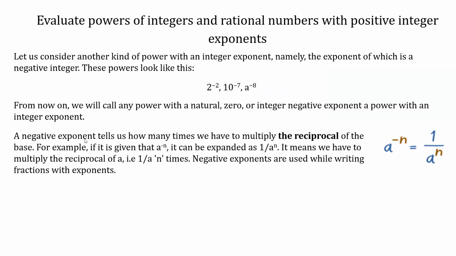A special kind of exponent, the negative exponent, tells us how many times we have to multiply the reciprocal of the base. For example, if it is given that a to the power negative n, it can be expanded as 1 over a to the power n. It means we have to multiply the reciprocal of a, that is 1 over a, n times. Negative exponents are used while writing fractions with exponents.